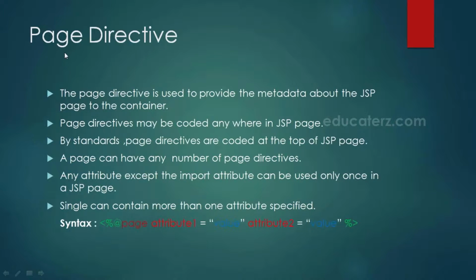For example, let us take a look at page directive. It basically provides the metadata information about the JSP page to the web container. It can be coded anywhere in a JSP page, but generally by industry standards, this page directive is coded at the top of the JSP page. A page can have a number of page directives. Any attribute except the import attribute can be used only once in a JSP page. In a single page directive, we can mention many attributes.